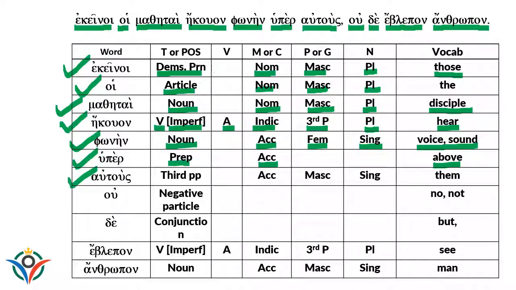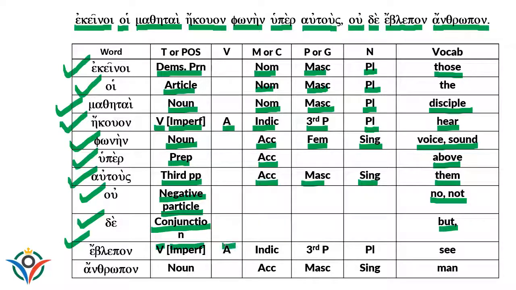Then we have autus, which is our third person personal pronoun. It's accusative, masculine, singular, which we translate as them. Then we have u, which is a negative particle, which can mean no or not. Then we have de, which is a conjunction, translated as but. Then we have eblepon, which is a verb, imperfect tense form, active, indicative, also third person plural, which means see. And finally we have anthropon, which is a noun, accusative, masculine, singular. The vocab is man. So let's do our translation together.